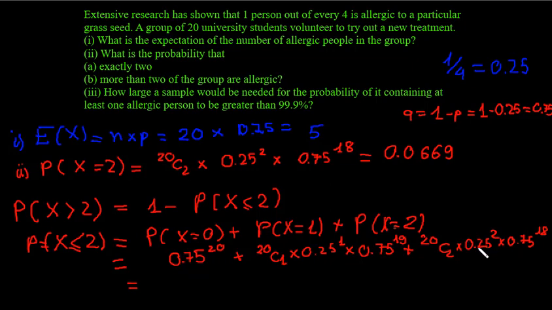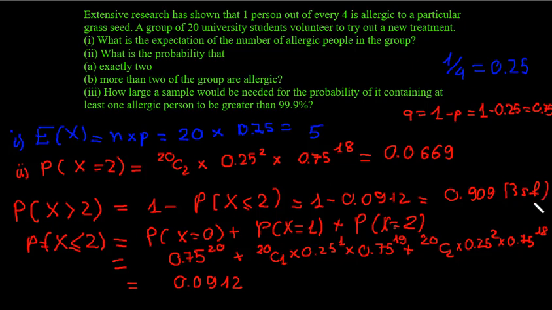So these are equal to 0.0912. This one is equal to 1 minus 0.0912, equal to 0.909 to 3 significant figures. So this is our final value that we can get for the question. Final answer.